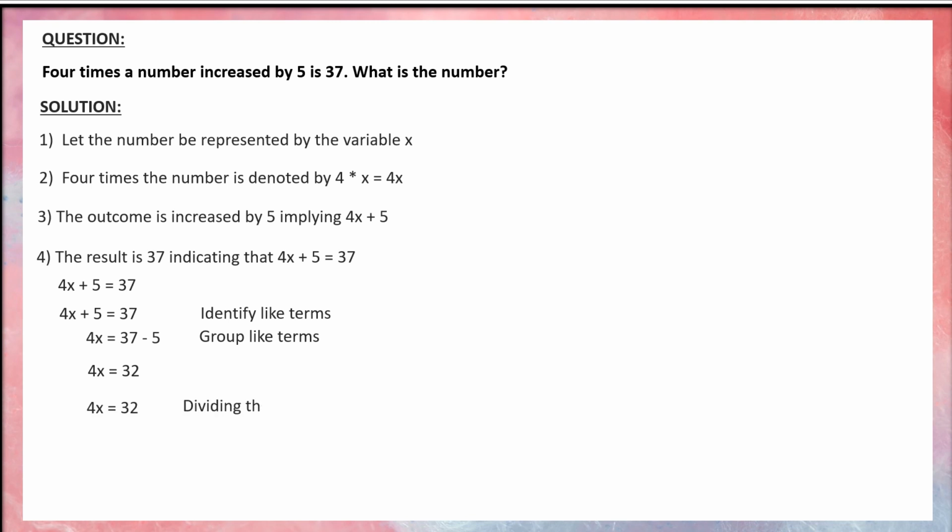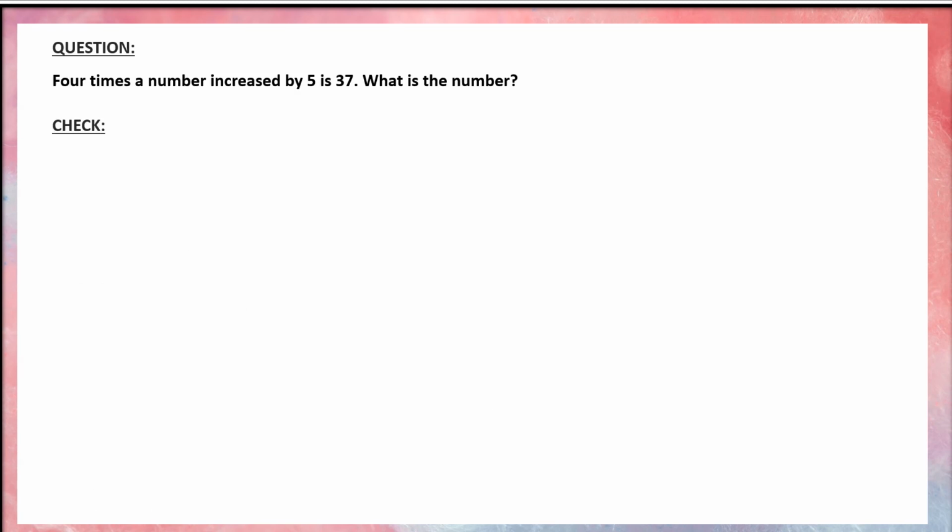We will divide through by the coefficient of x. Why are we dividing through by the coefficient of x? What's the coefficient of x? 4 is the coefficient of x. That is, 4 is multiplying x. So if we divide through by 4, we're able to solve for x. And what we have now will be 4x over 4 equals 32 over 4. 4x over 4 is x, 32 over 4 is 8. So the number we have solved is 8.